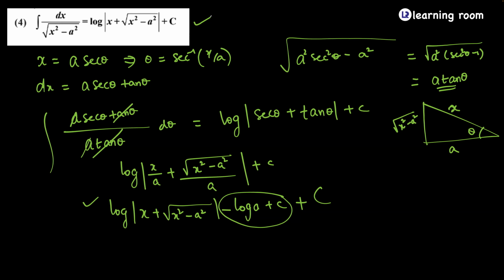If you have copied this, go to the next one. Try to do it on your own. What would be the next question? Without looking at the board, can you tell me? 1 by root of a square minus x square, what are you supposed to substitute? x is equal to a sin theta or a cos theta. Better to substitute sin, because the derivative of cos is negative. Do it, do it.